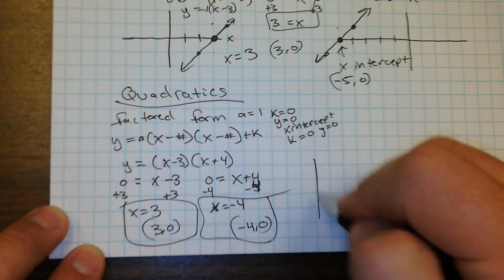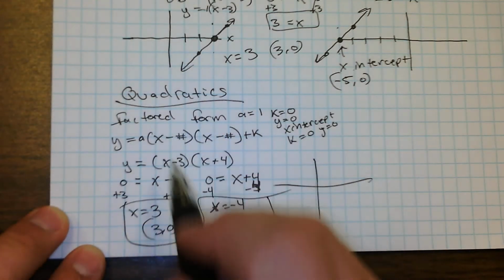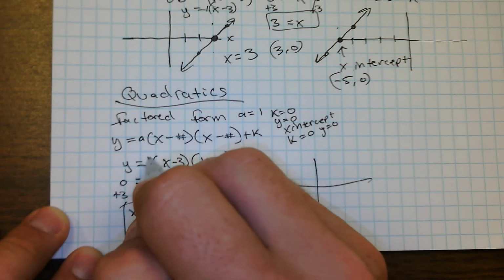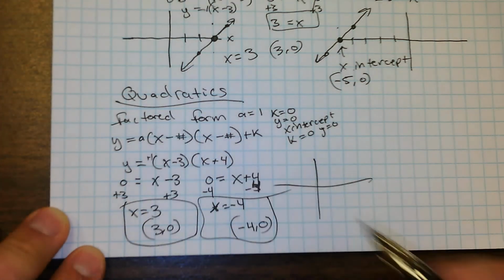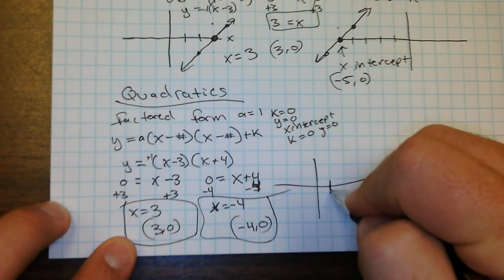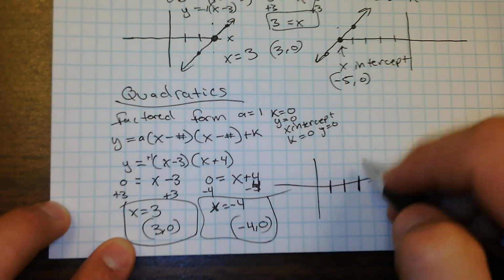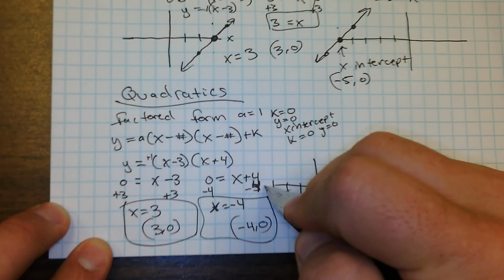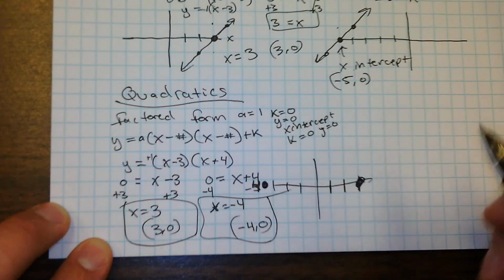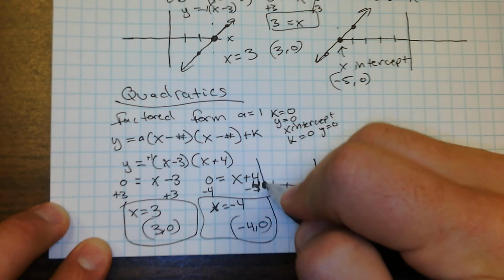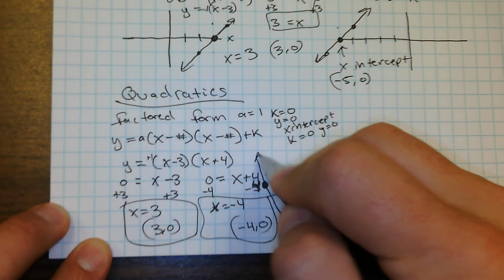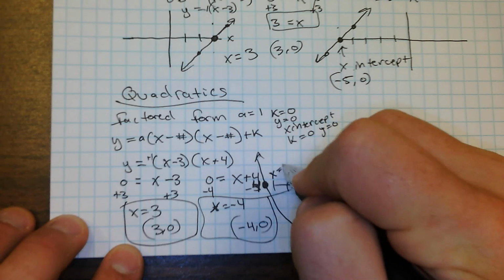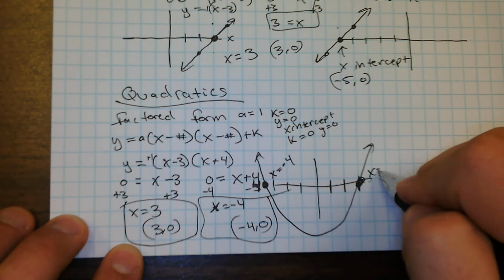Now, because I have two x-intercepts, and my function is positive, the number out in front here is a positive 1, right? That means my quadratic will open up. 1, 2, 3. So my first x-intercept is 3 comma 0. My second x-intercept, 1, 2, 3. I'm going to put 4 over here. Okay. Opens up. My function will look like that with two x-intercepts, with x equal to negative 4 and x equal to 3.